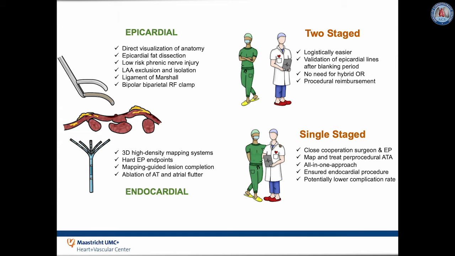The hybrid ablation can be performed in 2 stages or in 1 stage. In the 2-staged approach, first the epicardial procedure is performed and 3 months later the endocardial procedure is performed. Of course, this is logistically easier. You can validate your epicardial lesions after the 3-month blanking period. You don't need a hybrid operating room, and in some countries the 2 procedures can be reimbursed separately.